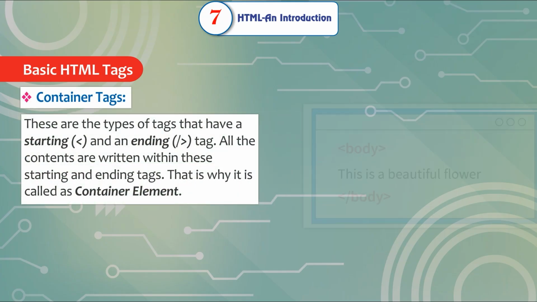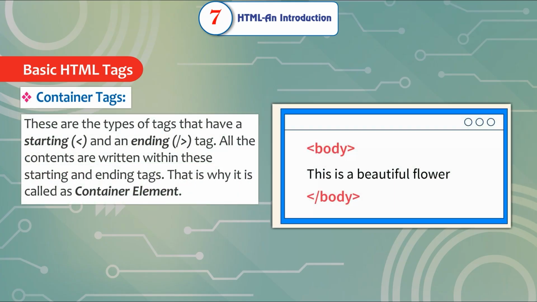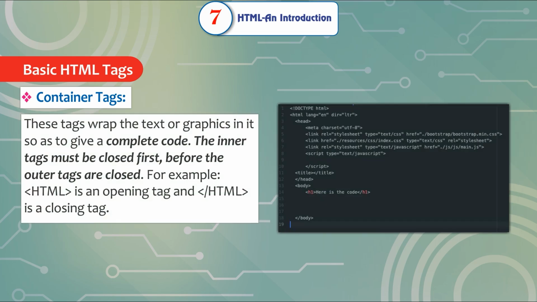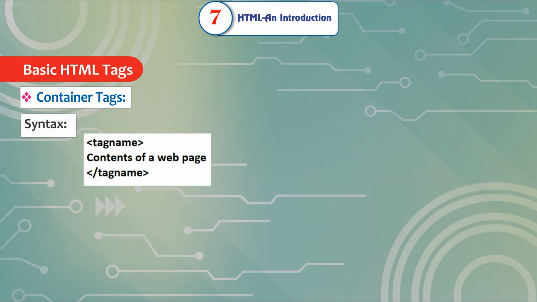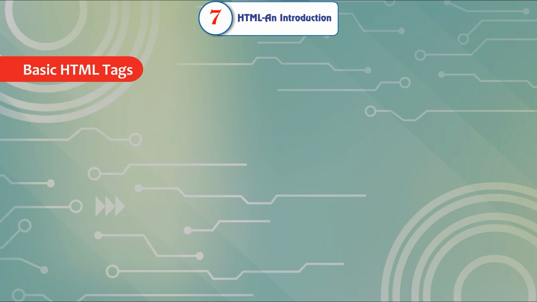Container tags. These are the types of tags that have a starting and an ending tag. All the contents are written within these starting and ending tags. That is why it is called a container element. These tags wrap the text or graphics in it so as to give a complete code. The inner tags must be closed first before the outer tags are closed. For example, <b> is an opening tag and </b> is a closing tag. Syntax: <tag name> contents of a web page </tag name>.